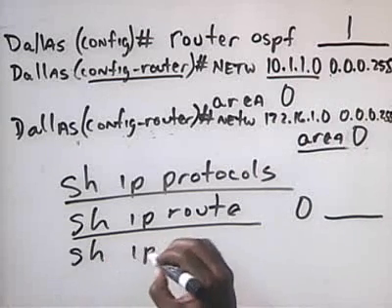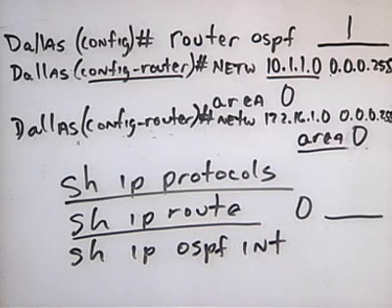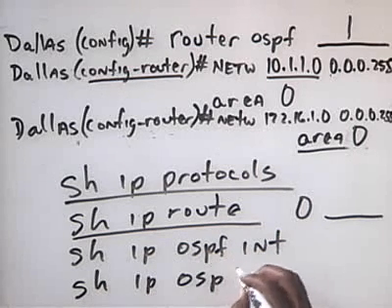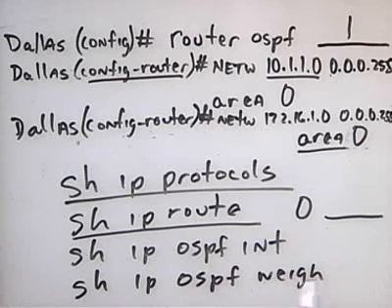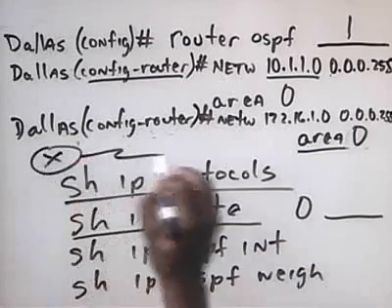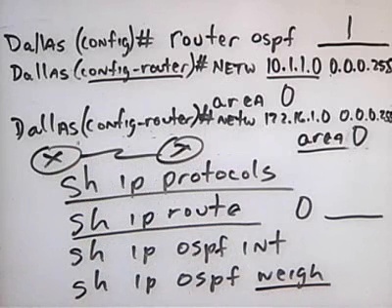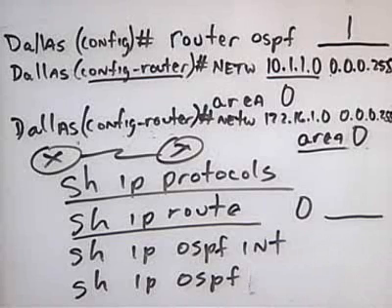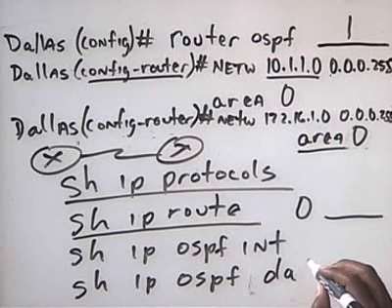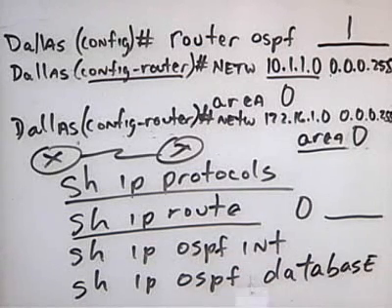Another command would be show IP OSPF interface. This shows the OSPF interfaces, or the interfaces that are configured to advertise OSPF networks. And then show IP OSPF neighbor. This shows us the neighbor table, the table of neighboring routers that are using OSPF and that are exchanging OSPF updates. That's the OSPF neighbor table. There's also one other command, show IP OSPF database. This shows the topology table.